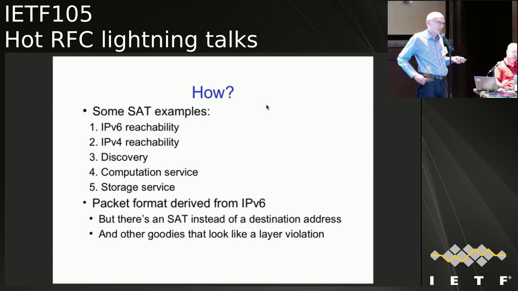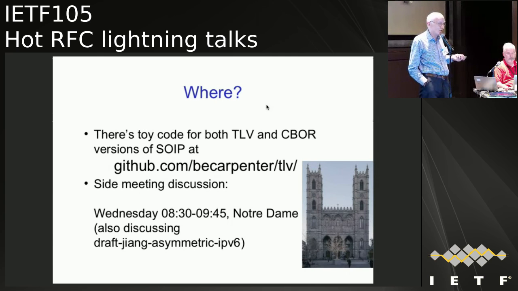So here are some examples of service action types: reachability on IPv6, reachability on IPv4, discovery service, computation service, a storage service, and there's a list of others in the draft. Packets are in the format derived from IPv6. This is a low-level protocol. But there's a service action type instead of a destination address, because users don't care about destination addresses. And there are other goodies that look like a layer violation, because actually this thing is intentionally a layer violation.